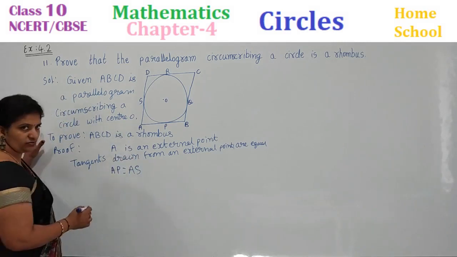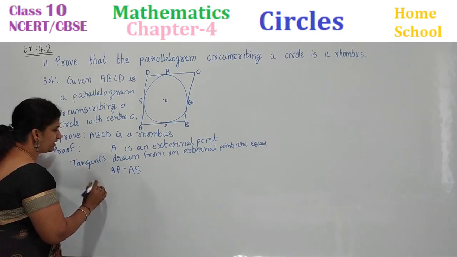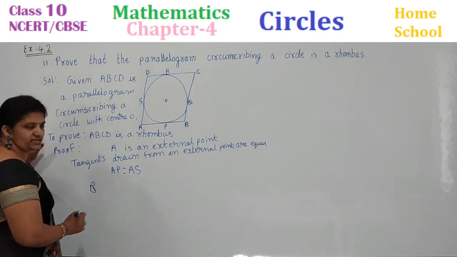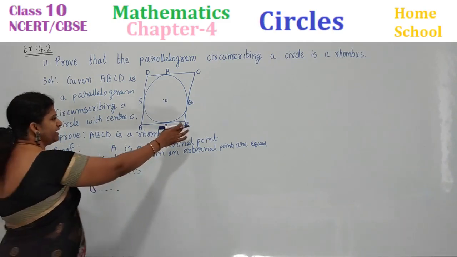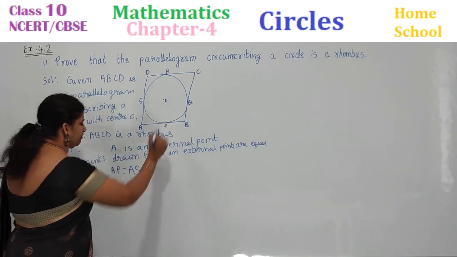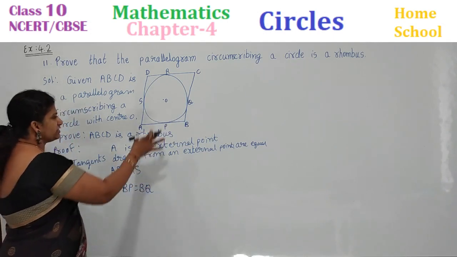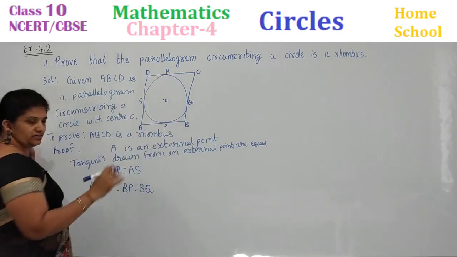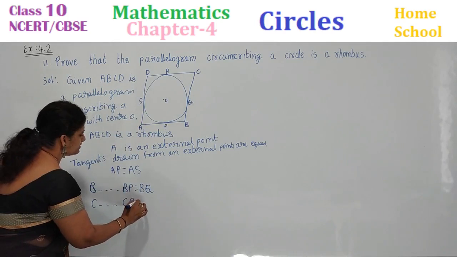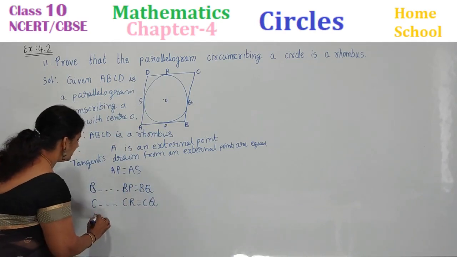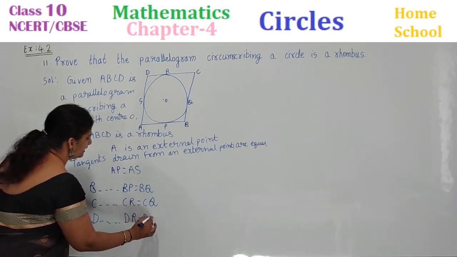The same statement continues for all the points, children. Next one. If B is an external point, tangents drawn from an external point are equal. Same statement you write. If B is an external point, what are the tangents, children? BP equal to BQ. On the left hand side, try to write only this side and this side. Then if C is an external point, what can you say? CR is equal to CQ. And if D is an external point, you can say DR is equal to DS.